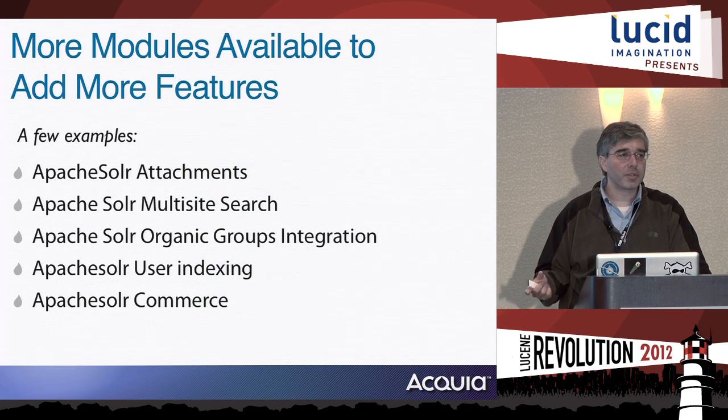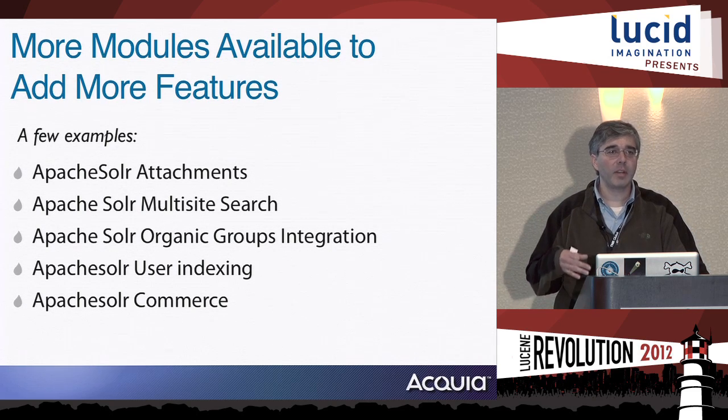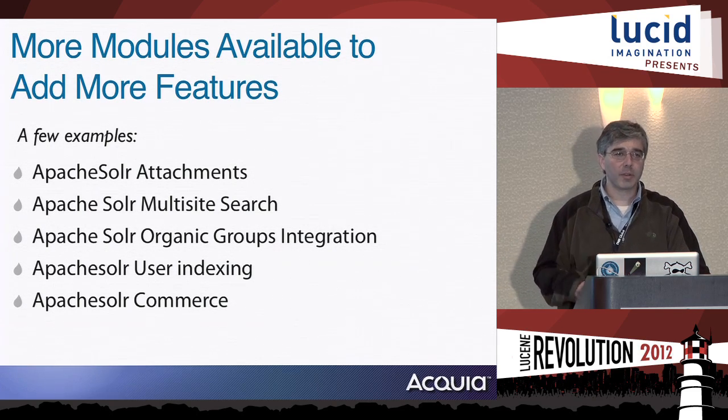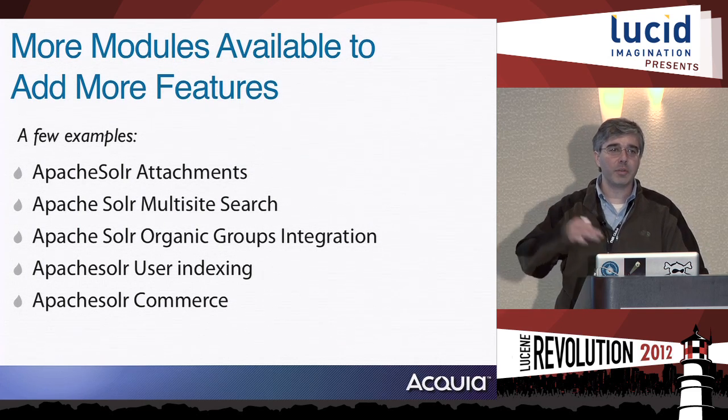We have a system that lets you search across multiple websites. So you can index multiple sites into one Solr index, and then you can restrict the search to be a single site search or a cross-site search, which is great if you have something like a portal that should lead you into multiple sites.